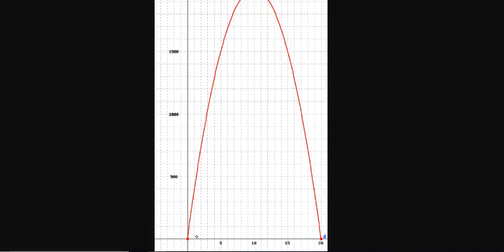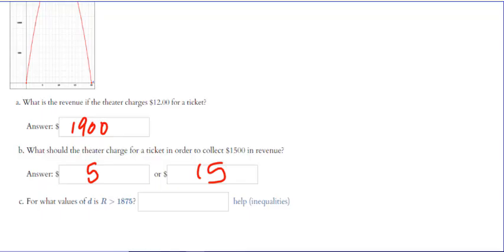So for what values of D is the revenue greater than 1875? Well, what we want to do is look back at our graph. So that's 15, 16, 17, 18, 75 is up here. If we draw an imaginary line over and then come down, I got about 7.5, and then right here, which would be 12.5. So basically 7.5 less than D less than 12.5. That's what I got when I was looking at the graph, okay?